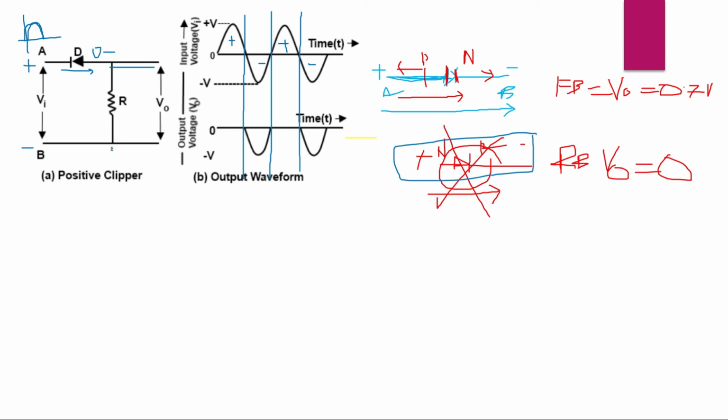The voltage across this resistor should also be 0. It means that the positive half cycle is not coming through, right? So until the end of my positive half cycle, my output should stay constant. Okay.